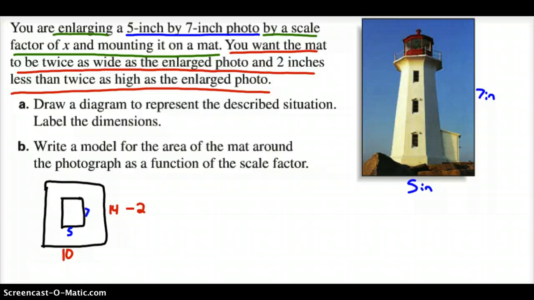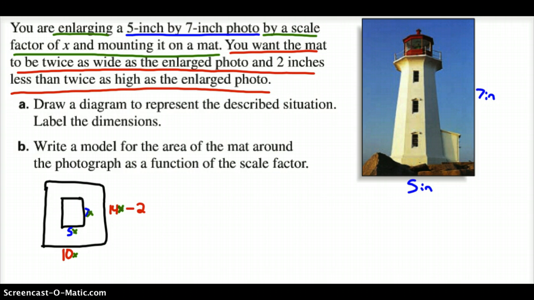Now the tricky part here is the fact that we're enlarging this by a scale factor of x. So when we look at this, that means that each dimension is going to get the same percentage larger. That's not totally correct. It's going to be multiplied by the same number. So this is going to be 7x. This will be 5x. This will be 10x, and this will be 14x minus 2. And that's the enlargement part that we're actually discussing, right?